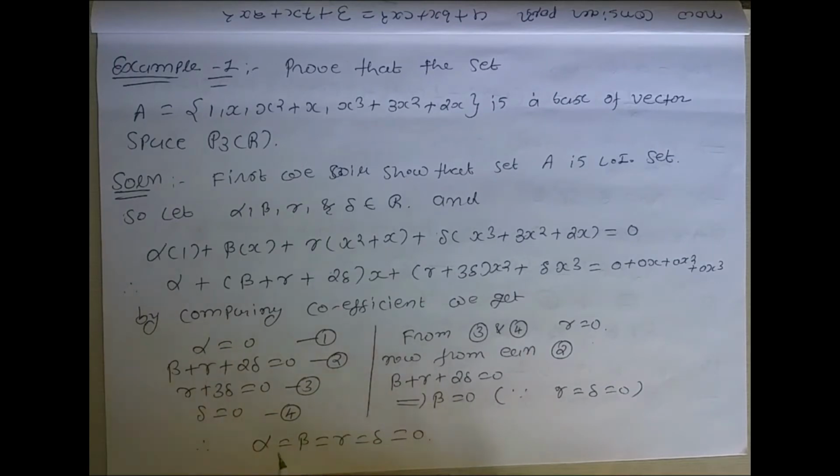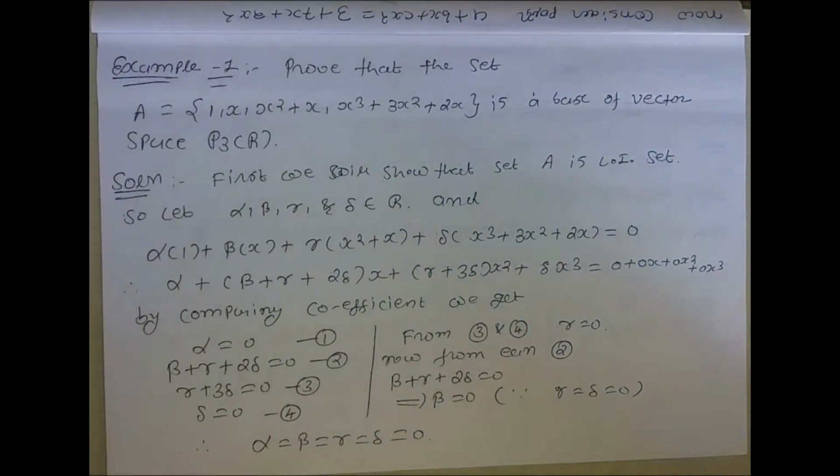So alpha is equal to beta is equal to gamma is equal to delta is equal to 0. That means all scalars are equal to 0. That is, only the trivial linear combination can give the 0 vector. A non-trivial linear combination cannot give the 0 vector. So our set A is a linearly independent set.